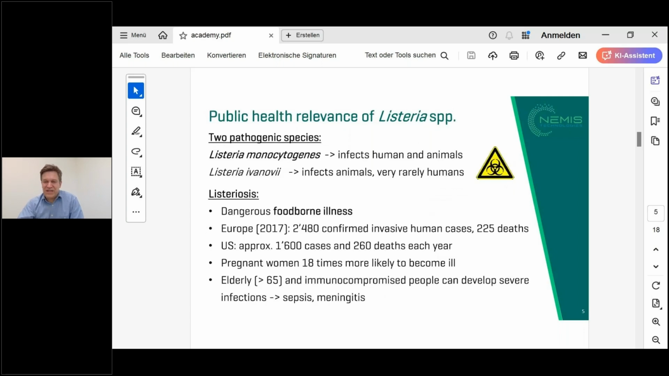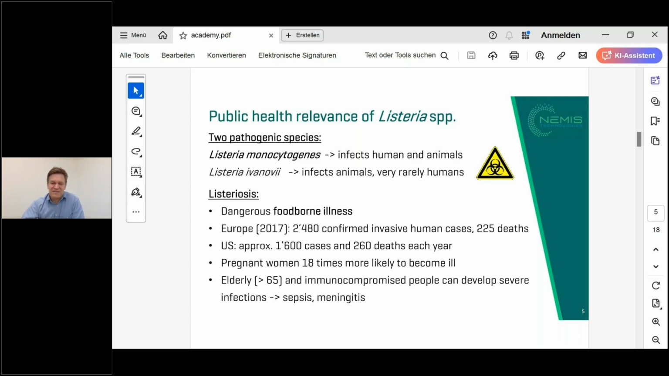So why is Listeria in general of any relevance to food and to public health? It's mainly because of Listeria monocytogenes, because this is a human pathogen. It can infect humans, but also some warm-blooded animals. This is the only human pathogenic species in Listeria spp. And then you have a second one, Listeria ivanovii, but this only infects animals and very, very rarely humans. So it's really all about L. mono.